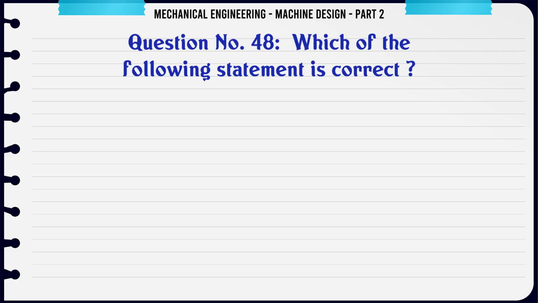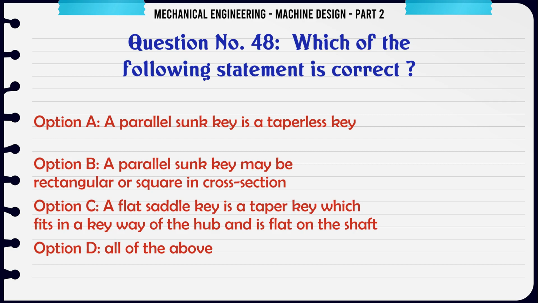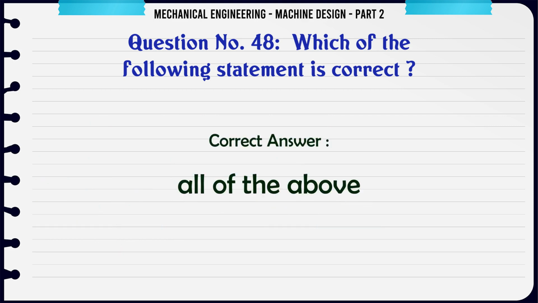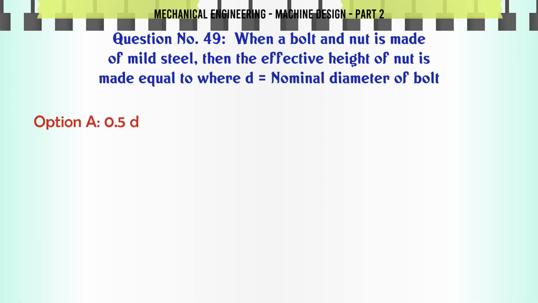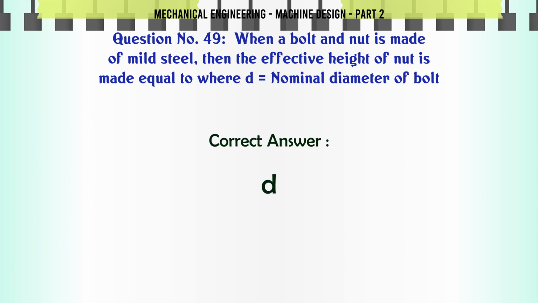Which of the following statements is correct? A. A parallel sunk key is a taperless key. B. A parallel sunk key may be rectangular or square in cross section. C. A flat saddle key is a taper key which fits in a keyway of the hub and is flat on the shaft. D. All of the above. The correct answer is all of the above. When a bolt and nut is made of mild steel, then the effective height of nut is made equal to, where d is the nominal diameter of bolt, A. 0.5 d, B. 0.75 d, C. d, D. 1.25 d. The correct answer is D.